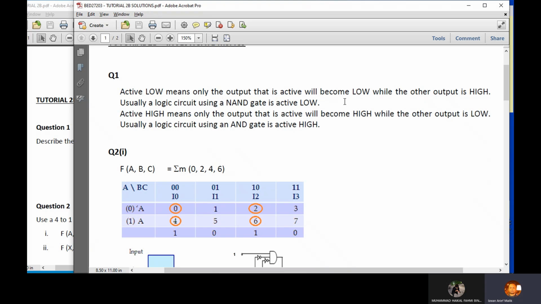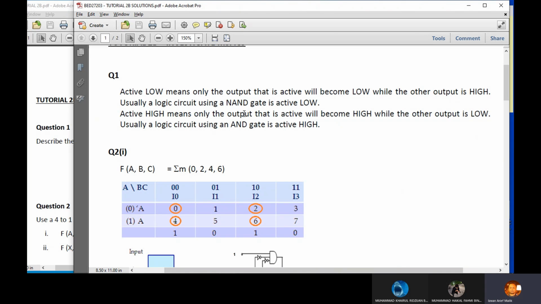So, the output of the circuit will, what we call it, dia bergantung, bukan bergantung lah. It corresponds to zero. Okay, kalau dia zero tu maksudnya dia adalah on. Dia bukan off lah. Zero dia on, one dia akan jadi off. So that is active low, where it is using NAND gate lah normally.